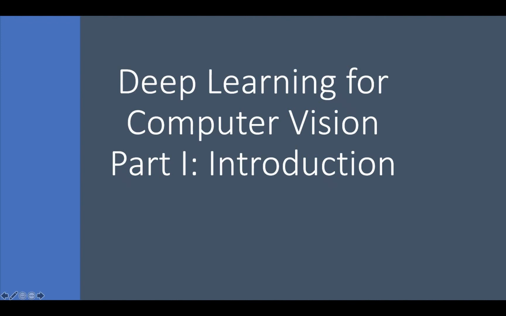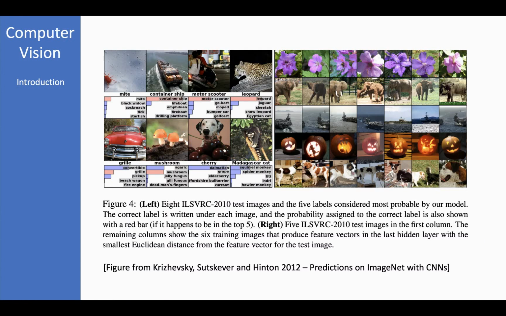Hello everyone. Today we start our discussion on deep learning for computer vision, and we start with the introduction. Deep learning plays a very crucial role in computer vision today, and it all started roughly about 2012.